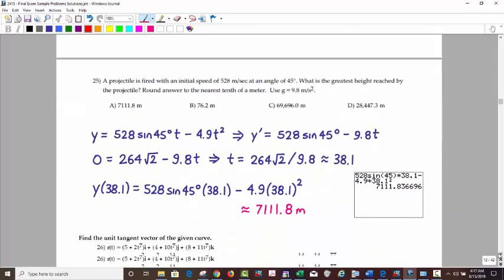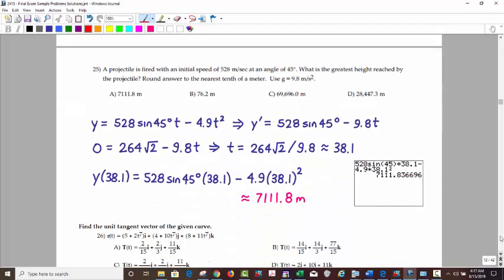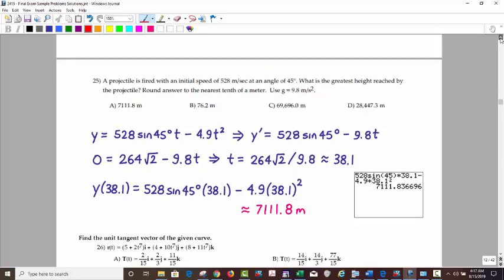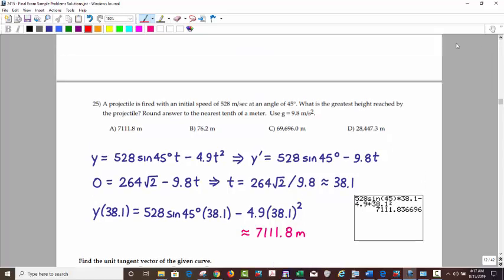It looks like we have one more of the projectile problems here. Projectile is fired with an initial speed of 528 meters per second with an angle of 45 degrees. What is the greatest height reached by the projectile?